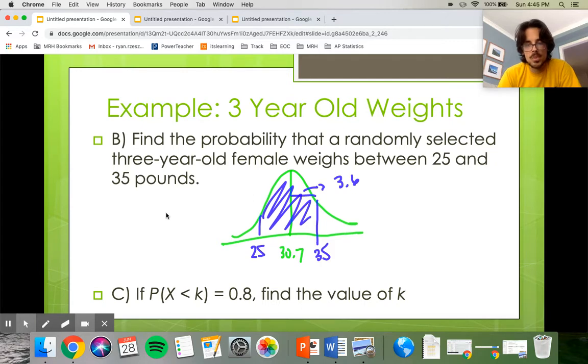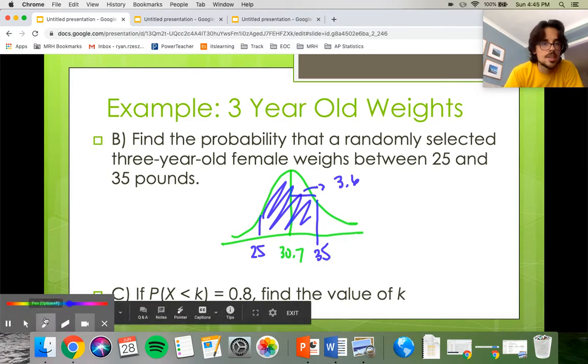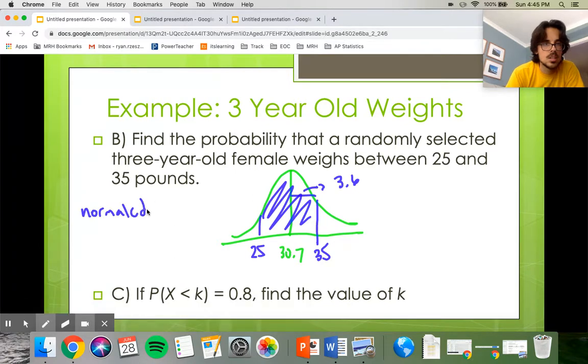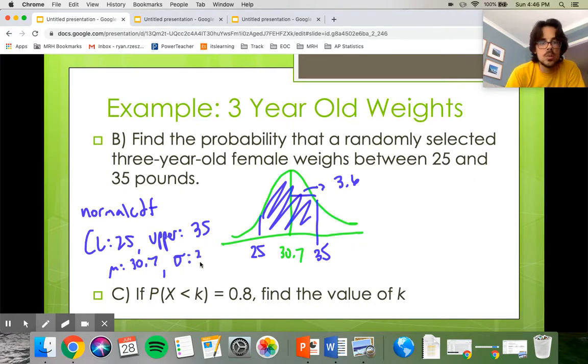So it's just another normal CDF for this problem here. You would just do a normal CDF with a lower of 25 and an upper of 35, and then 3.6 standard deviation. I got 0.827. So when you write these out, make sure you label up your normal CDF commands: lower 25, upper 35, mean 30.7, standard deviation 3.6, and we got 0.827.